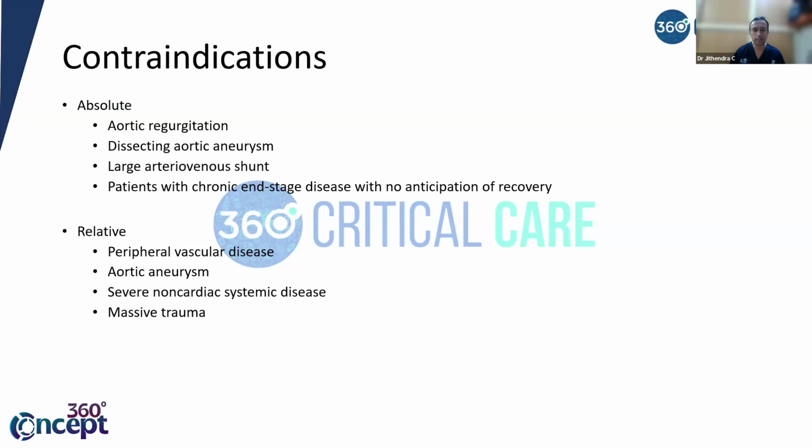They may ask you, this patient has a fem-pop graft in place or peripheral vascular disease, what do you do? You can try the other vessels. You can try the brachial, you can try the internal iliac. So there are options like that.